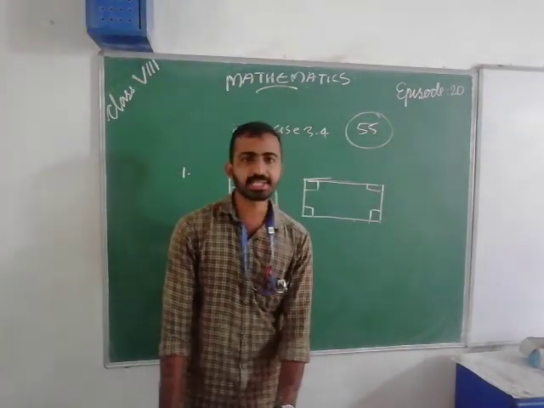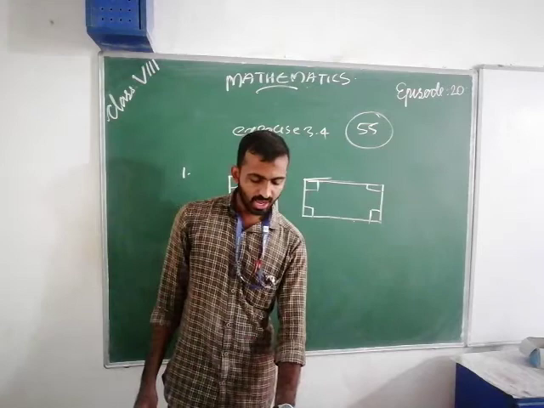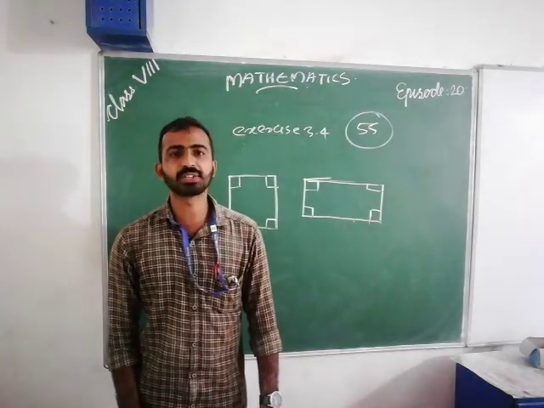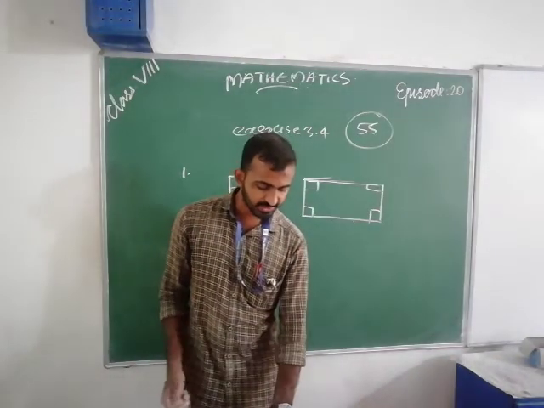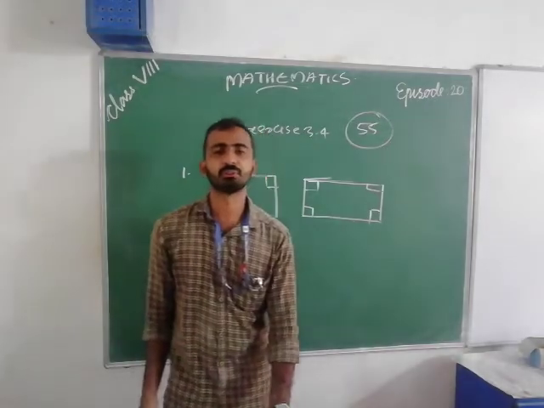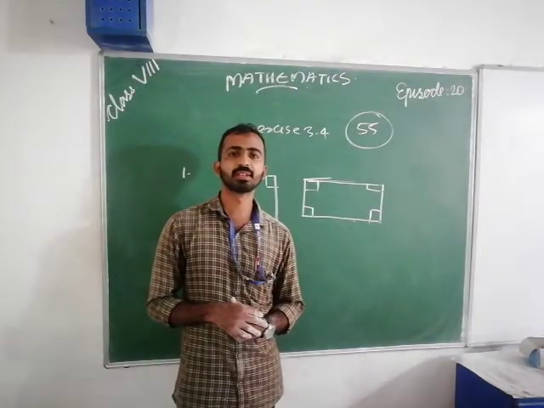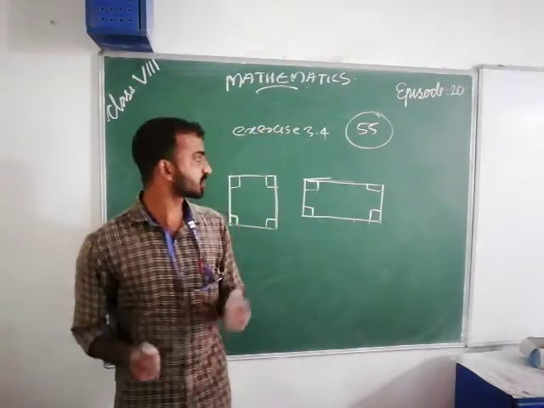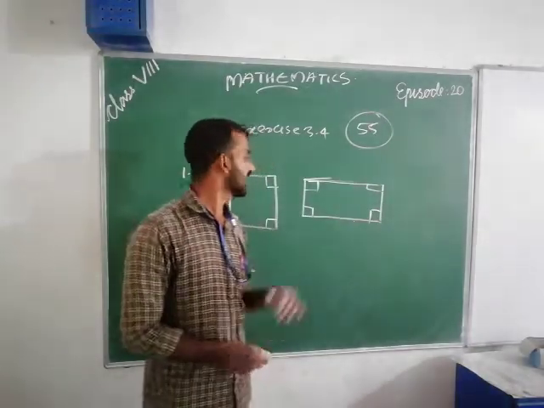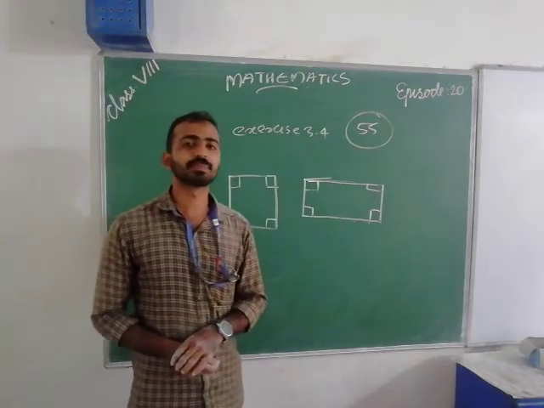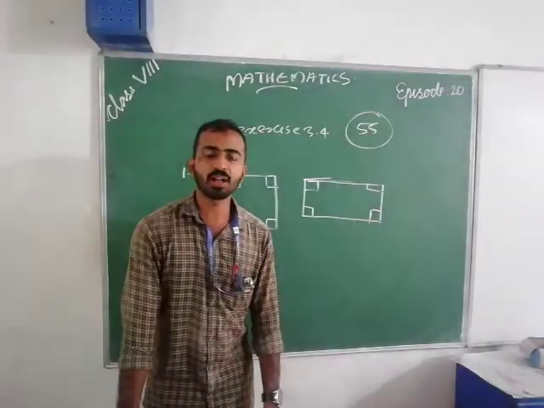Identify all the quadrilaterals that have: first one, four sides of equal length. In which are the four sides of equal length? We get square. In a square, four sides are of equal length. And next is the rhombus. A rhombus also has four equal sides.